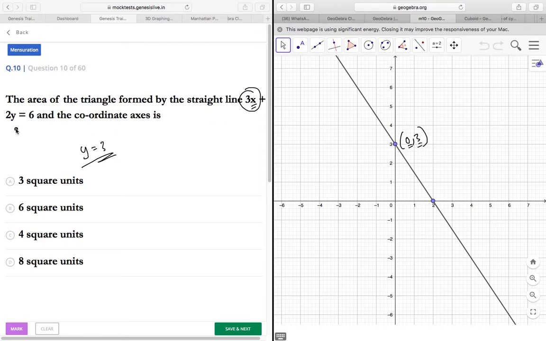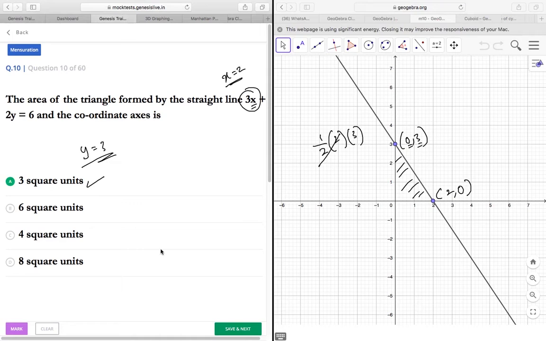Similarly, substitute y is equal to 0. If you substitute y as 0, then you get x is equal to 2, right? So that is this point. When y is 0, x is 2. So this straight line and the coordinate axes, that is the x axis and y axis, we're talking about this area, which is nothing but half into base into height, which is half into 2 into 3 square units, you get 3 square units.